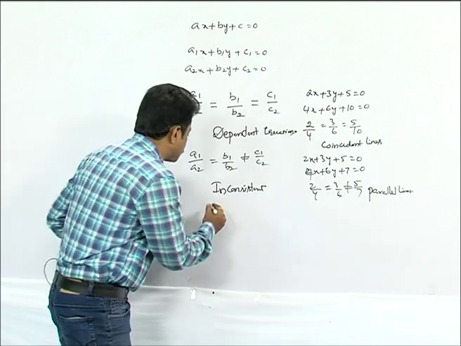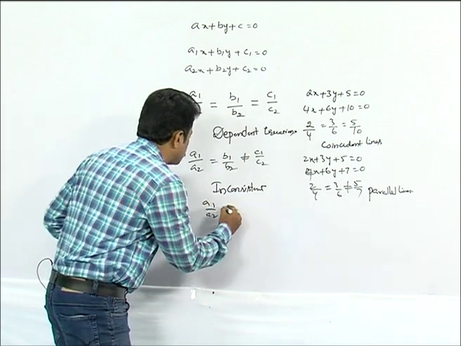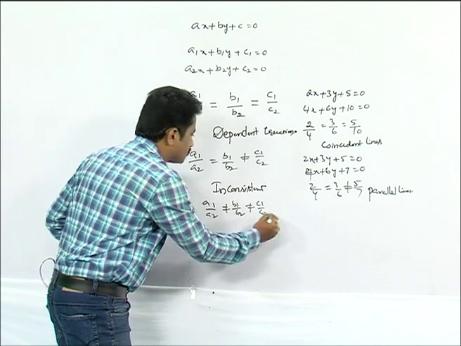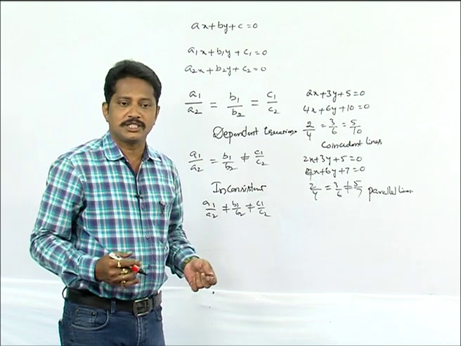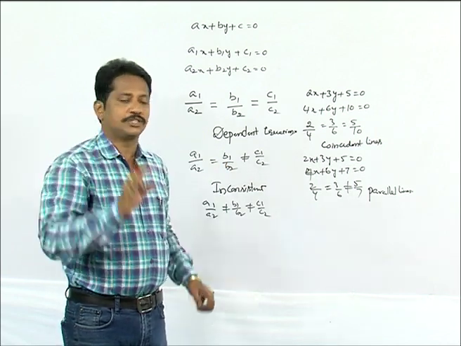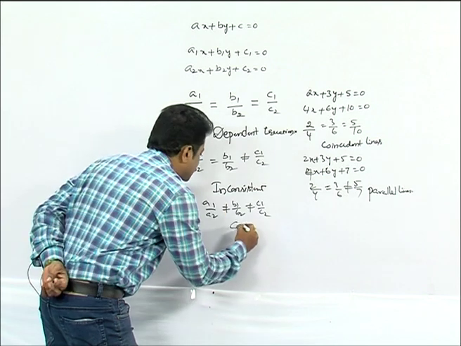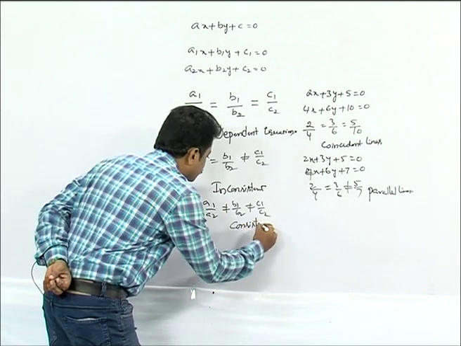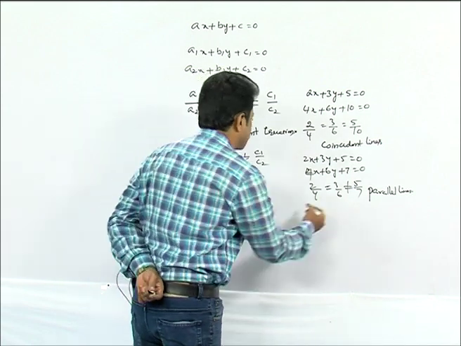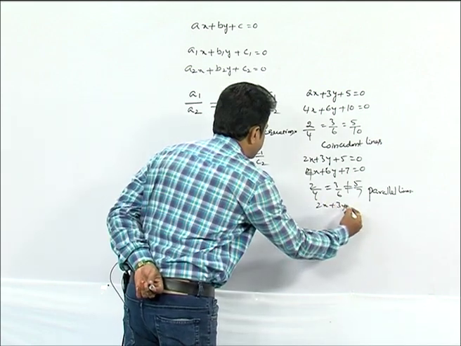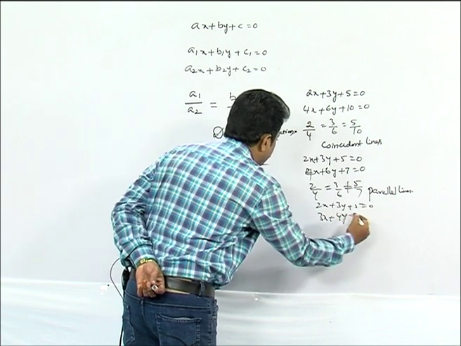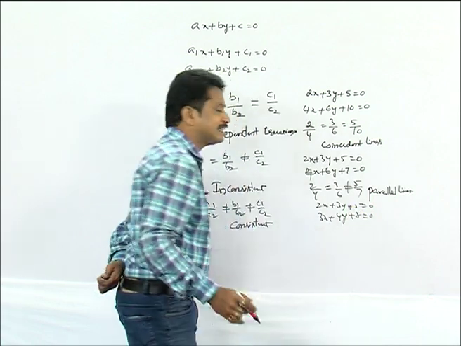Now, the last possibility, when a1 by a2 is not equal to b1 by b2, or not equal to c1 by c2, meaning when you solve the two equations, finally you will get one solution, a unique solution. Hence, we call this a consistent equation. And here the two equations are, say, 2x plus 3y plus 5 equal to 0 and 3x plus 4y plus 8 equal to 0. When you solve this, you will get a unique solution.